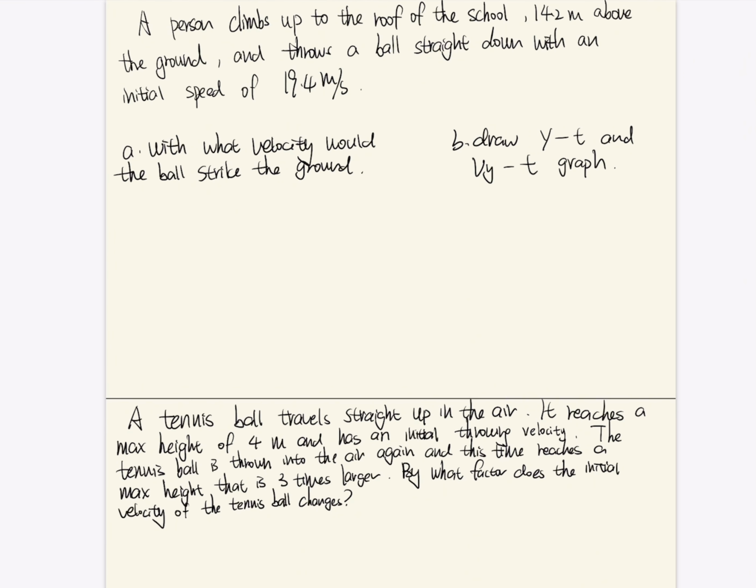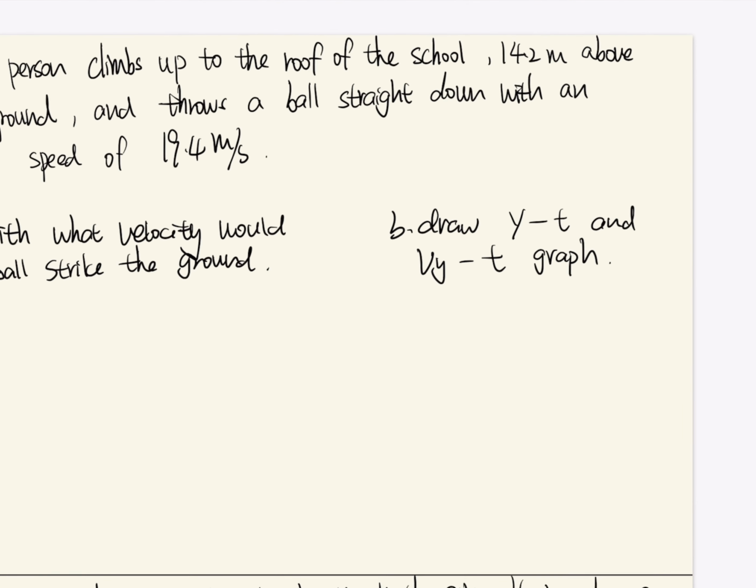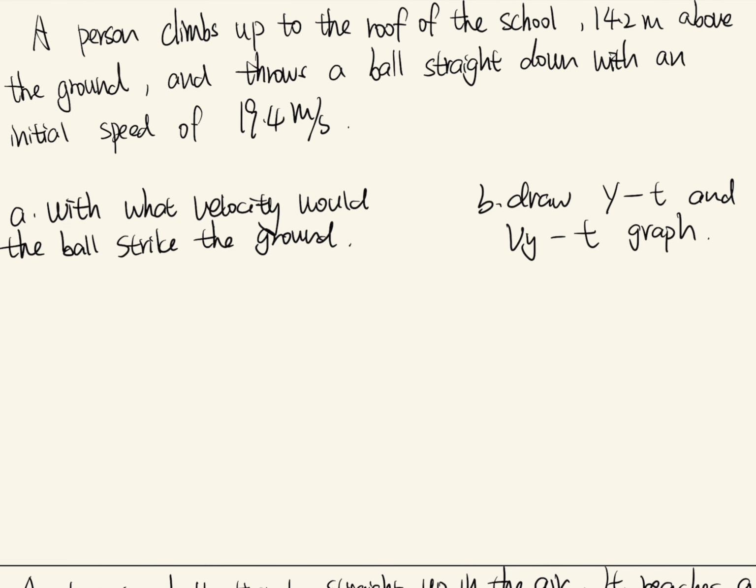Now I have 2 practice questions. We can go over them together. You can pause the video if you want to try it first. The first question is, a person climbs up to the roof of the school 13.2 meters above the ground and throws a ball straight down with an initial speed of 19.4 meters per second.